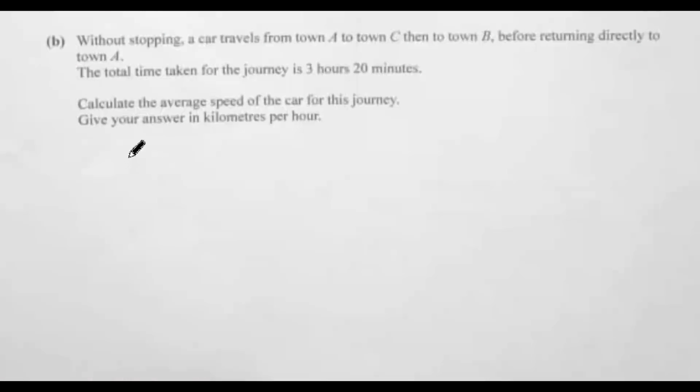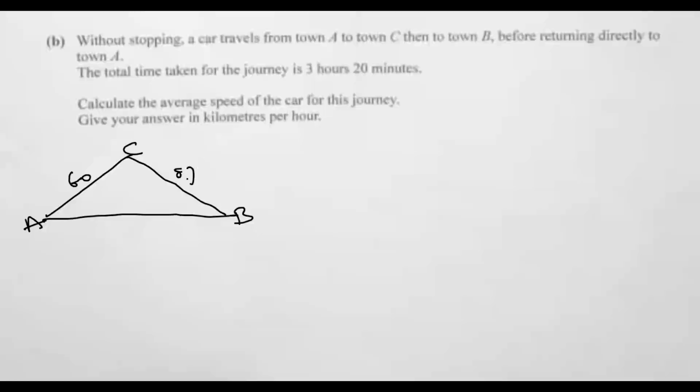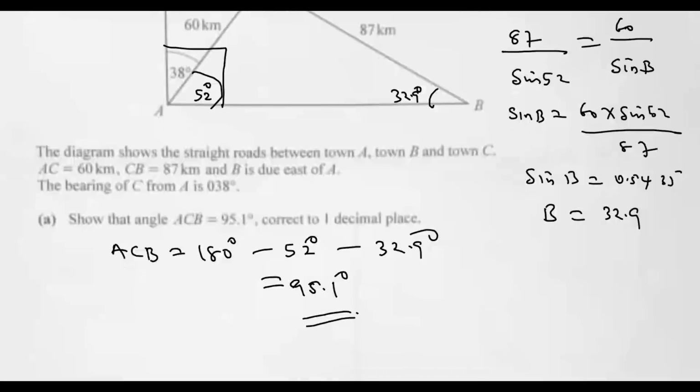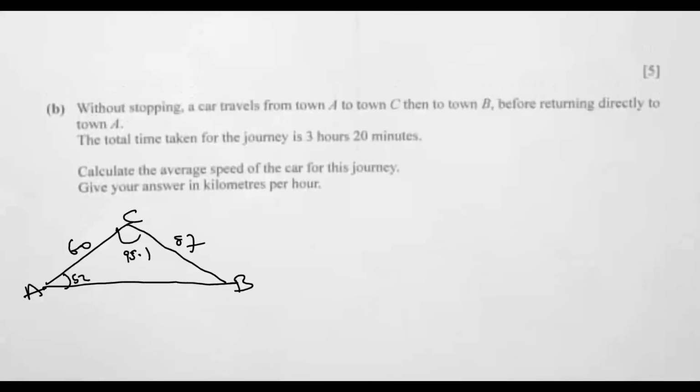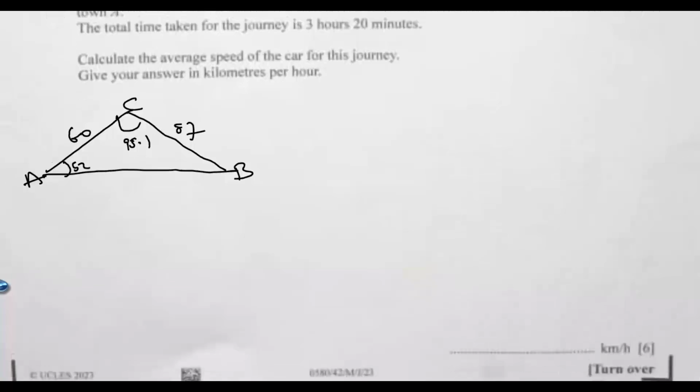So let's sketch out the triangle. This is what we have, like this. Then we have angle A, angle B, and angle C. This side is 60 kilometers. Here is 87 kilometers. Here is 95.1, and I think we found angle A too. Angle A is 52, so if you want, put it there. And then angle B is, let me see, 32.9.